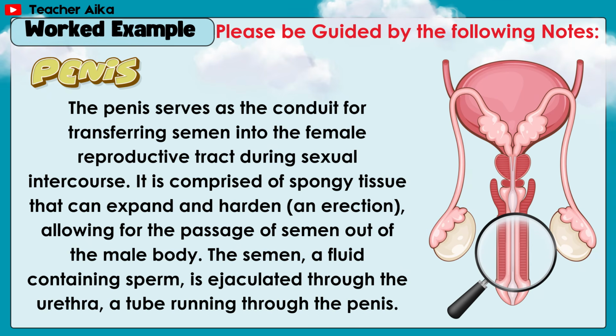Penis. The penis serves as the conduit for transferring semen into the female reproductive tract during sexual intercourse. It is comprised of spongy tissues that can expand and harden, an erection, allowing for the passage of semen out of the male body. The semen, a fluid containing sperm, is ejaculated through the urethra, a tube running through the penis.